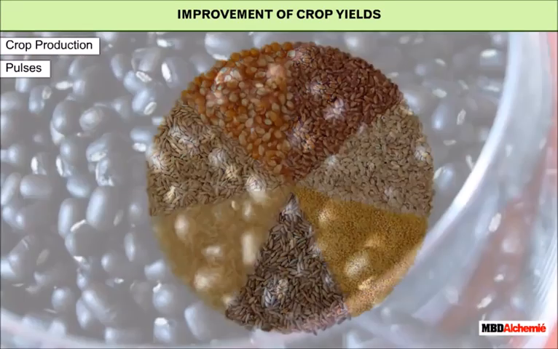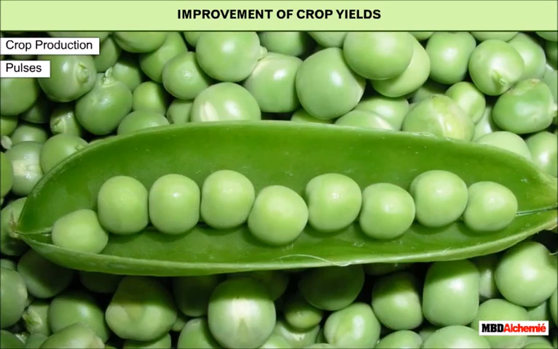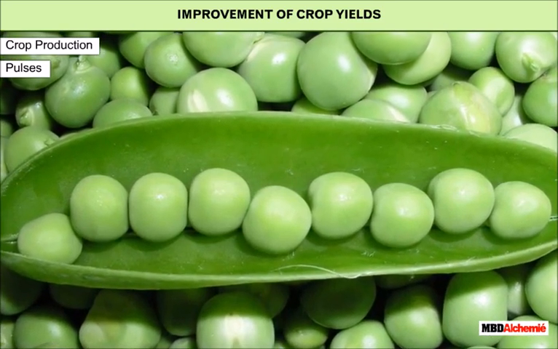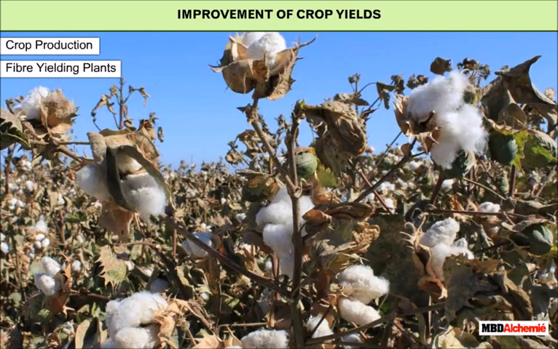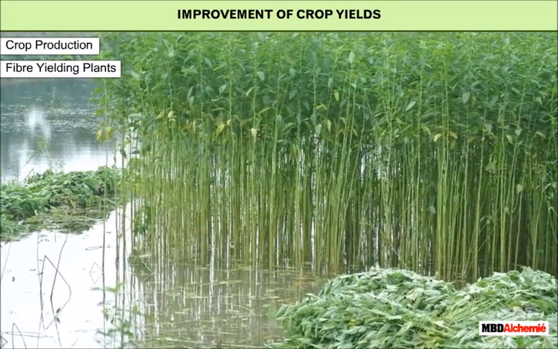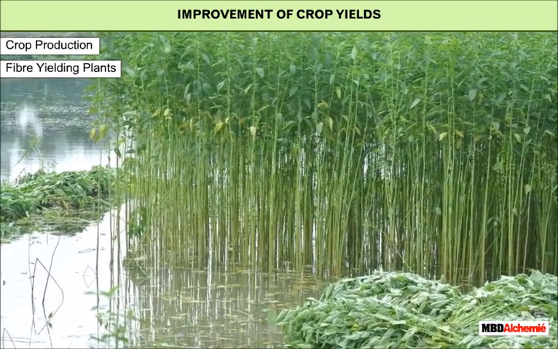Pulses. Pulses like black gram, green gram, pigeon pea, etc. are rich in proteins. Fiber-yielding plants. Fiber-yielding plants like cotton and jute are of paramount importance and utility.